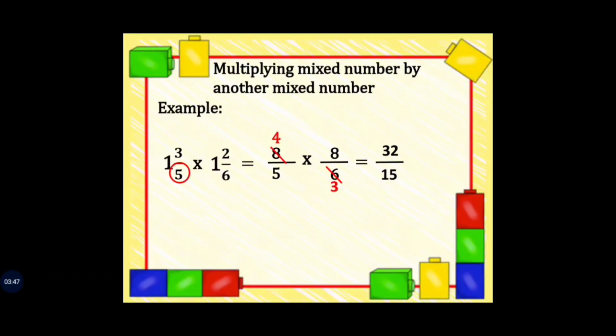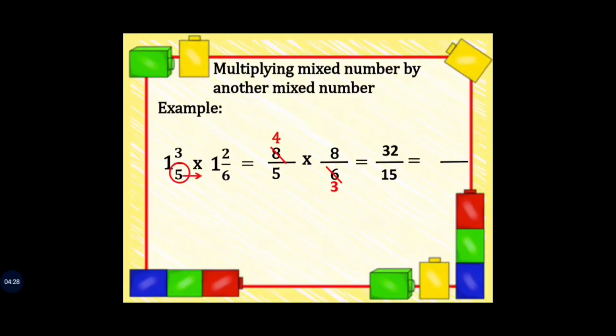Now, look at 32 over 15. Is 32 over 15 in the lowest term? Hindi pa po, kasi it is an improper fraction. So, what are we going to do? We need to simplify our answer. So, let us have an equal sign, then a fraction sign. Ang gagamitin ko dito to reduce fractions to the lowest term ay ang shortcut method.